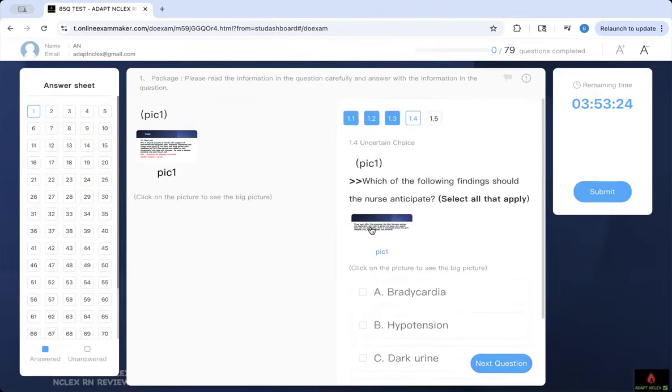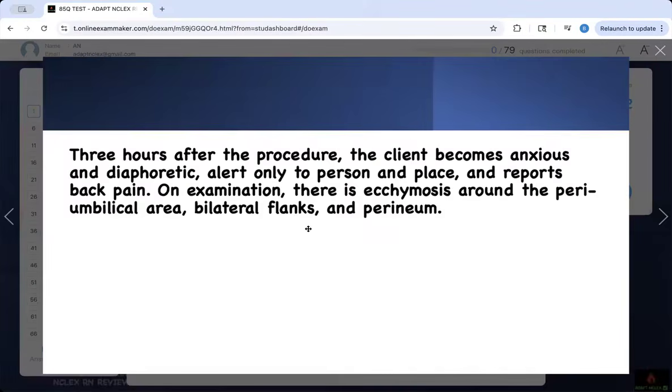Now, 3 hours after the procedure, the client became anxious, diaphoretic, alert only to person and place. And they report what? Back pain. This is a classic NCLEX question. Patient had cardiac catheterization, all of a sudden complaining about back pain. The buzzword is what? Back pain. Please write this down. Cardiac catheterization with back pain 3 hours later, patient is bleeding.